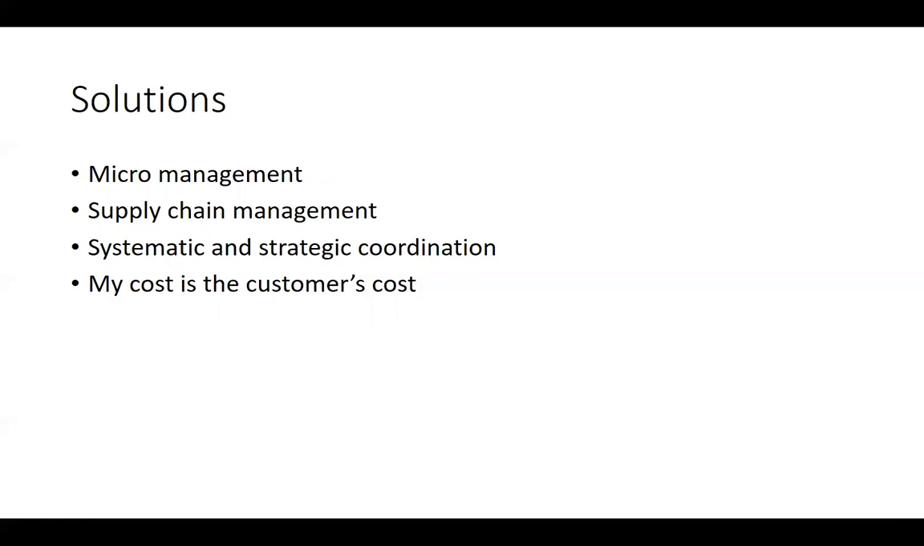Systematic coordination are the traditional business functions within a particular company and across businesses within the supply chain with the aim of improving the long-term performance of the individual companies in the supply chain as a whole.